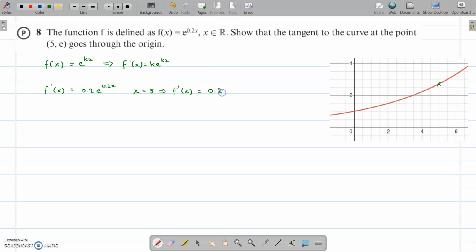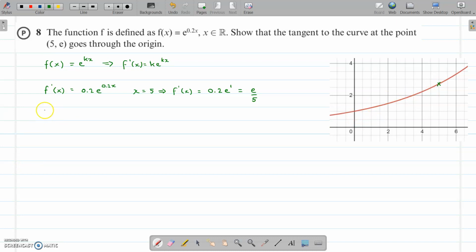I'm putting all the working here. 0.2 e to the 1, well, it's 0.2 times 5, which is 1, isn't it? Just 1. And that's it, which is equal to 0.2 e, or if you like, e over 5, which I would prefer to write as a fraction. So that's the gradient at this point.